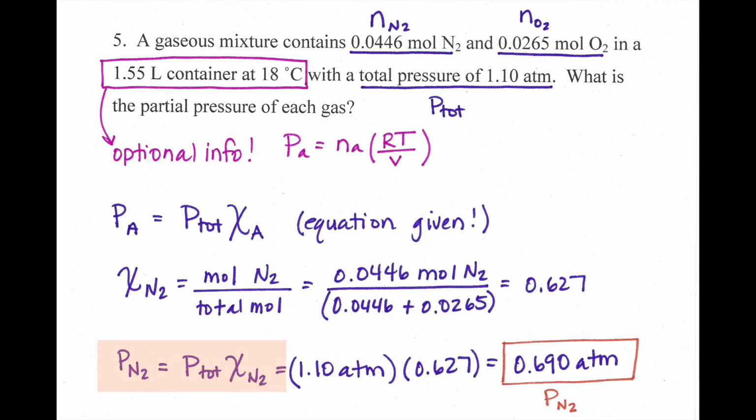So when we use this information to calculate the partial pressure of nitrogen, we're going to take our total pressure, which was given to us in the problem of 1.10 atmospheres, times the mole fraction of nitrogen, which we just calculated, of 0.627. And when we do that calculation, we get 0.690 atmospheres, which is the partial pressure of nitrogen.